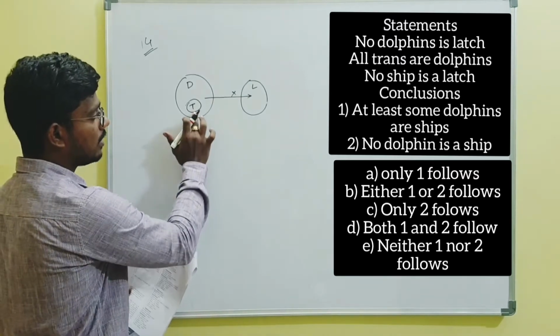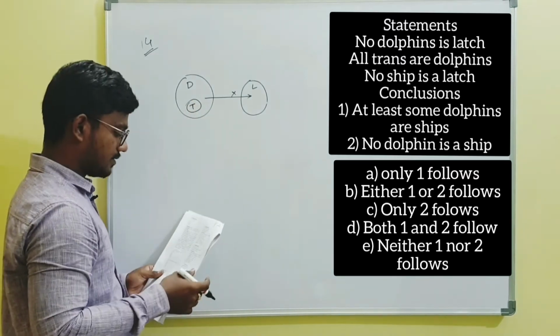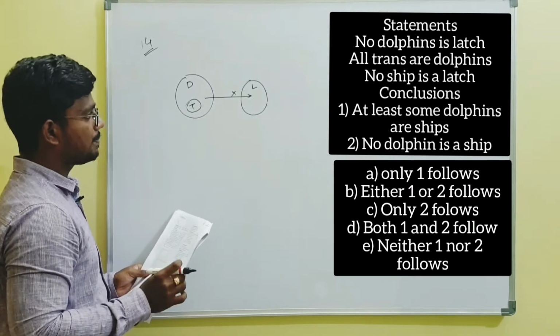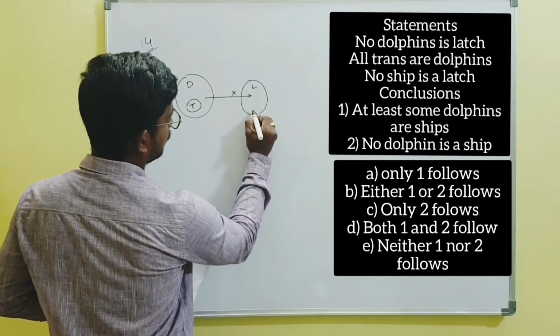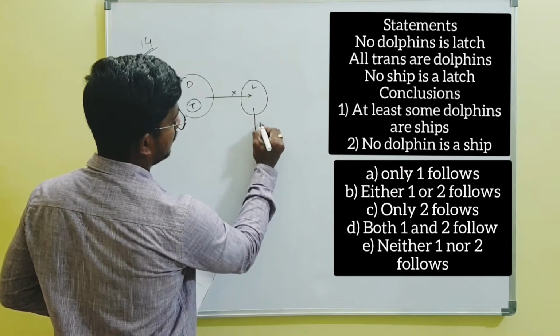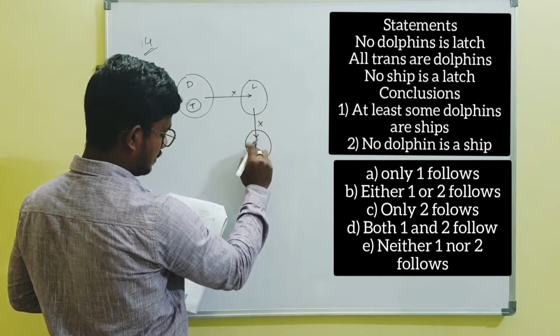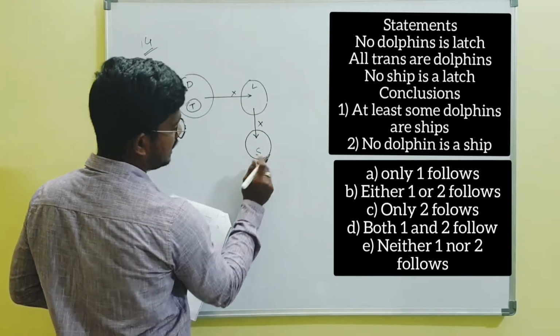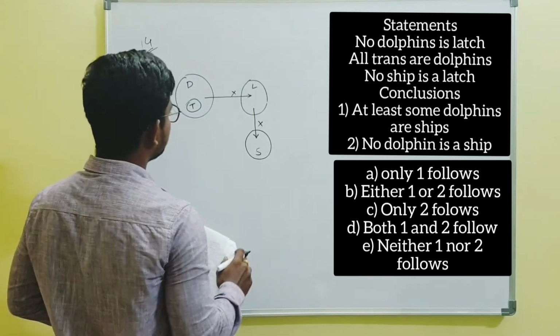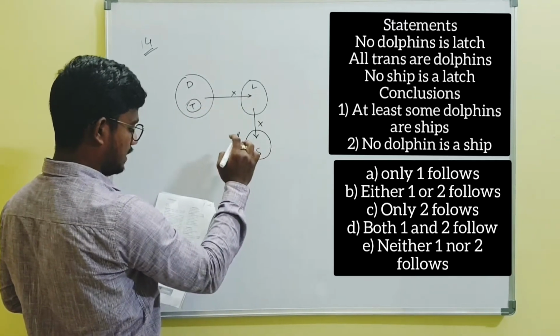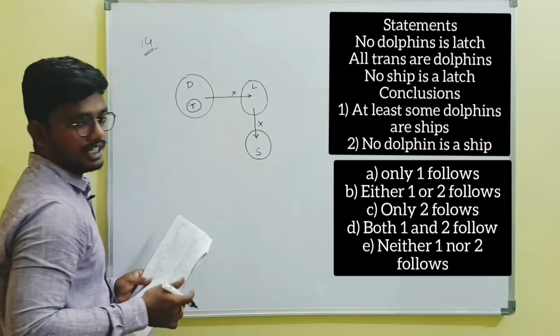In that case only all trans will be dolphins. And the third statement is no ship is a latch. So here I will take again cross symbol, and no latch is ship. So I am indicating ship as S. Dolphin as D, latch as L, ship as S, and trans as T.